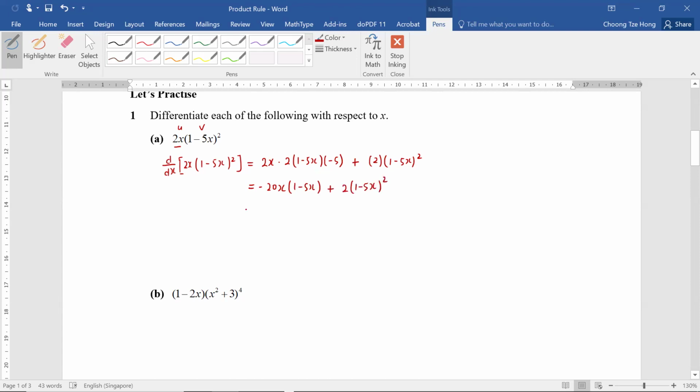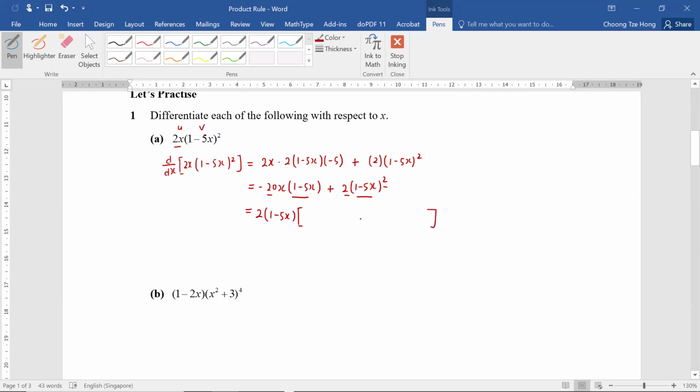squared. So over here for the product rule, usually for the second part, we need to do some factorization. So let's take out some common factor. There's a 20 here, there's a 2 here, so 2 is a common factor, so we'll take out 2. There's a 1 minus 5x, there's a 1 minus 5x squared here. Whenever you have a common factor, you always take out the smaller power. So we'll take out 1 minus 5x. So we are left with this.